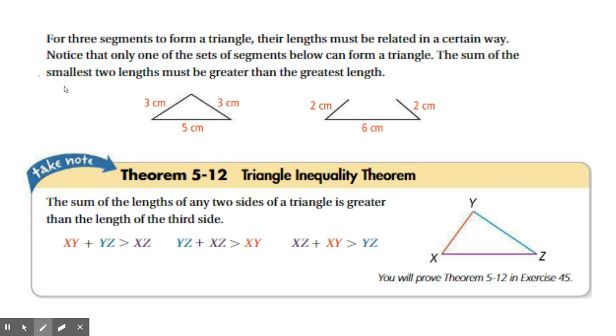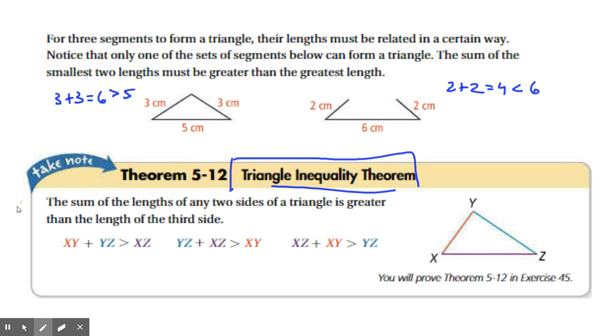What if you added 3 plus 3? Well, 3 plus 3 is 6, which is greater than 5, the biggest side, okay? But over here, what if you added 2 and 2? 2 plus 2 is 4, which is not greater than. It's actually less than the longest side of 6. So let's keep that in mind as we look at this triangle inequality theorem.